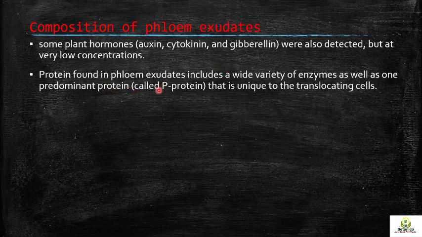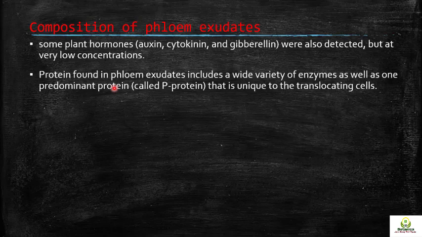Proteins found in phloem exudates include a wide variety of enzymes as well as one predominant protein called the P protein, which is unique to the translocating cell. As far as transport in the phloem is concerned, the P protein has a very important role, which we are going to discuss in further discussion. So along with the sugars and other compounds, certain enzymes and proteins are also transported. There is a different composition in different species.